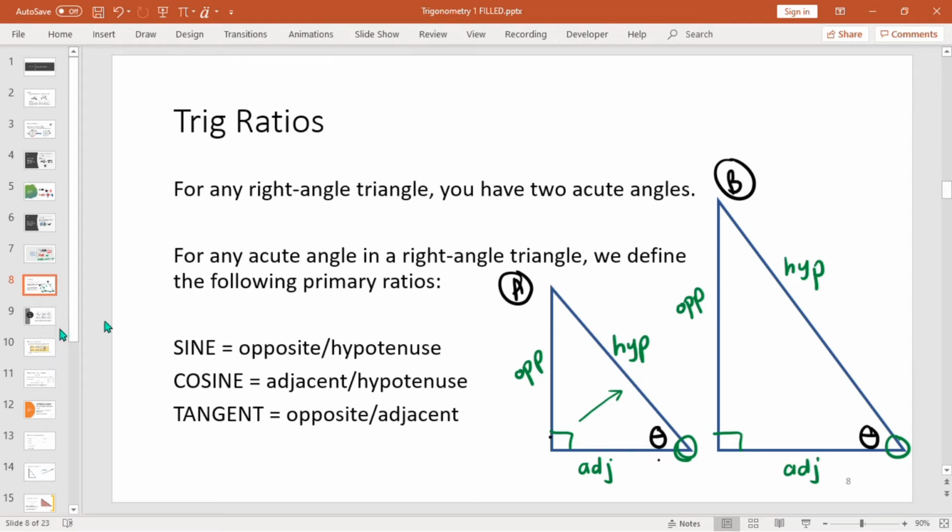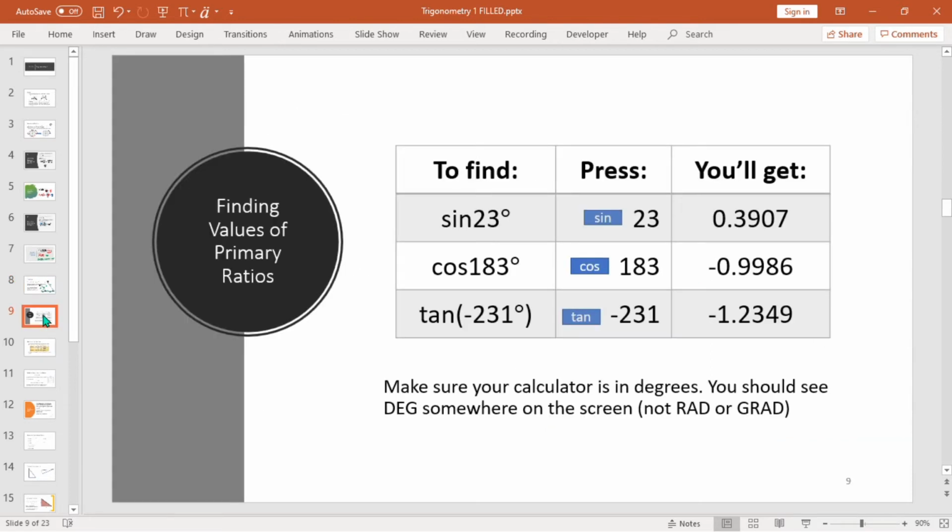So that's all trig ratios are. Sine is a ratio between the opposite side and the hypotenuse for any angle. Likewise with cosine and tangent, just different parts. Okay, so how do I find the value of a primary ratio? How do I find that fraction? It's from a graph or a lookup table, so it's not something you're going to do math to get. You're just going to use your calculator.